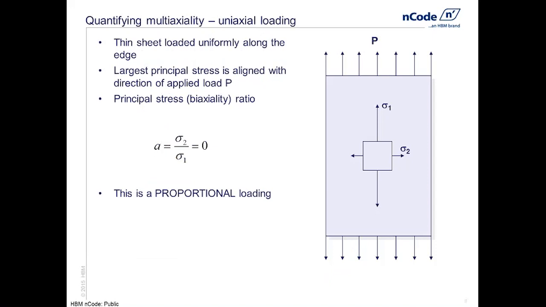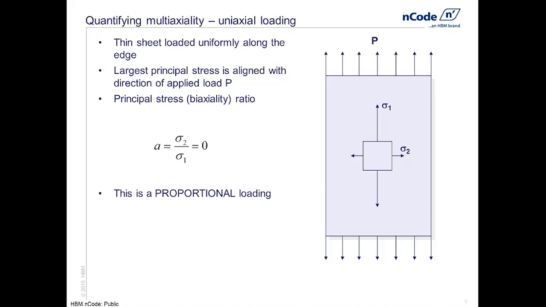So let's consider a really simple case. A thin sheet loaded uniformly in tension along the edge. In this case, the principal stresses are lined up with the edges of the sheet, and sigma 2, which is the smaller of the two principal stresses, is 0. I'm also going to define a ratio which we'll call the biaxiality ratio, and this is the ratio of the smaller to the larger of the principal stresses. So in this really simple case, the biaxiality ratio is 0, and this special case is called uniaxial loading.